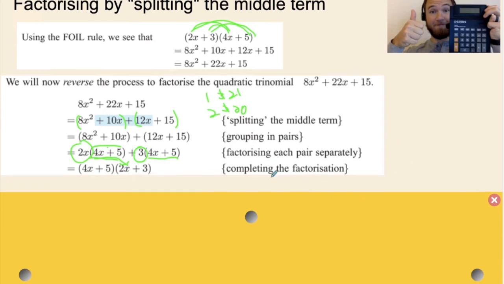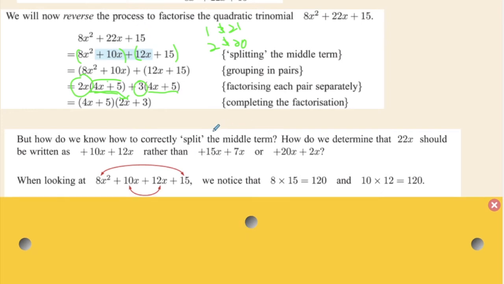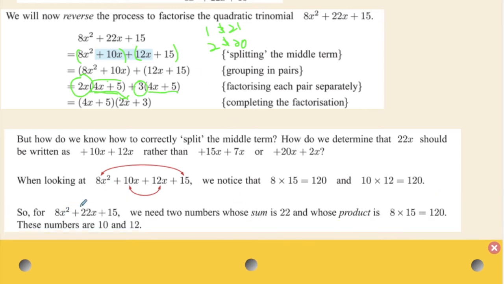So let's talk a little bit more about this example. How do we know we split it correctly? How do we know that there should have been 10x and 12x and not 15x or 7x and 7x or anything else? Well, if we do 8 times 15, that gives us 120. So we need two numbers that add to be 22 and multiply to be 120, and that's 10 and 12. So for 8x squared plus 22x plus 15, we need two numbers whose sum is 22 and whose product is 8 times 15, 120. Those two numbers are 10 and 12.